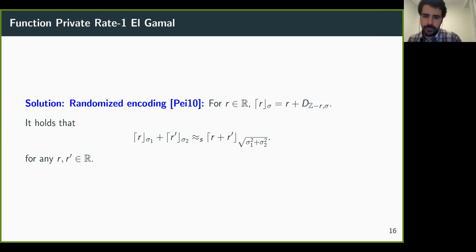So to solve this problem, we're going to use a technique from the lattice cryptography world. We're going to use something called randomized encodings, which was introduced by Peikert. And a randomized encoding of a real number r is essentially a discrete Gaussian centered on r. So it's very easy to see that a randomized encoding of r plus a randomized encoding of r prime is equal to a randomized encoding of r plus r prime with a slightly larger Gaussian parameter.